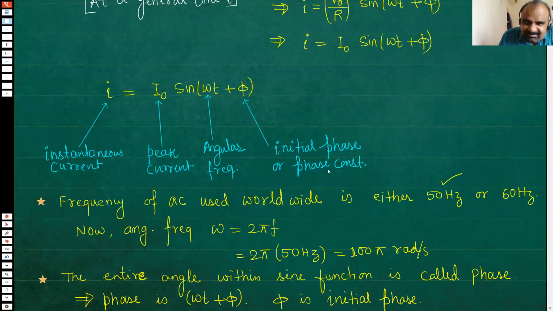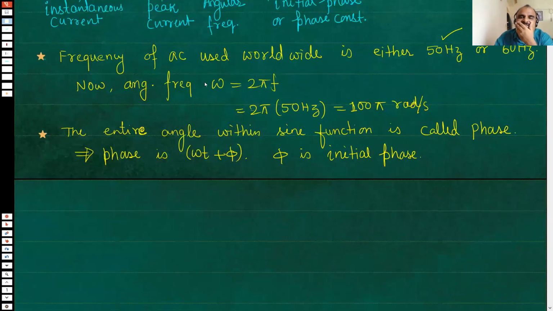In fact, I have seen the majority of the students, when I ask them what is phi, they say, sir, phase, sir, phase. Phi is not phase. This entire thing is called phase. The entire angle within the sine function is called phase. Phi is initial phase, because when you put t equal to 0, the phase will become phi. So phi is the phase at t equal to 0, and t equal to 0 is the initial time. Okay, so this is a few things.